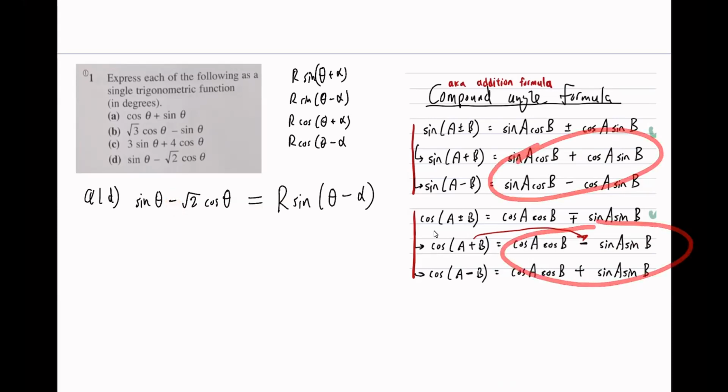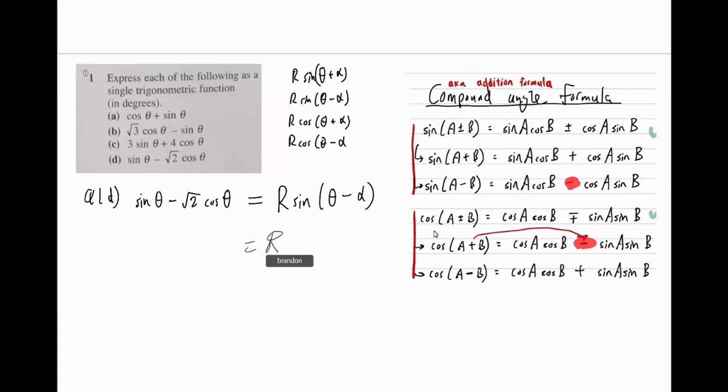You only got 4 options. Just by elimination, you can tell the minus sign only allows for these two. And then the first one requires sine. So there's only this one that has a sine, right? So we have to use this formula, no choice. So let's just expand it out. R bracket sine A cos B minus cos A sine B.